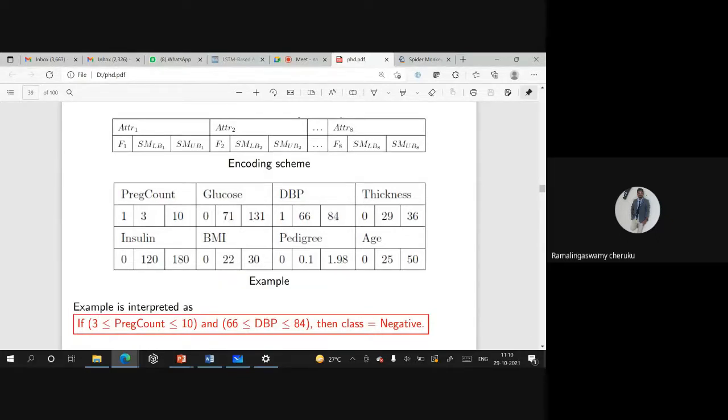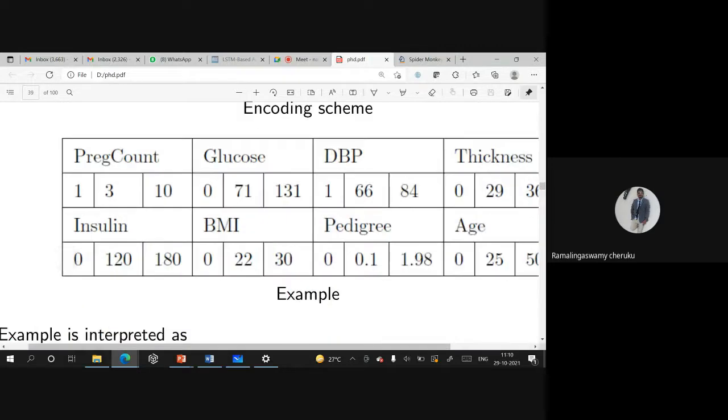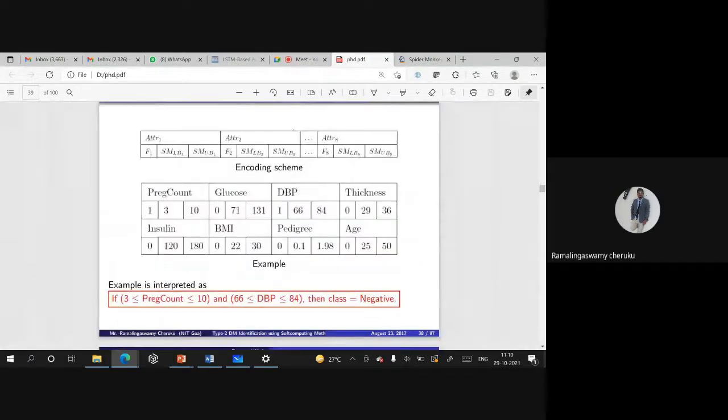So for this encoding scheme, what is the equivalent rule? In the pregnancy count, the flag is one, hence we can include pregnancy count in the if part, the antecedent part: if the pregnancy count is between 3 and 10, and the diastolic blood pressure is between 66 and 84. There is no other feature with flag value one other than pregnancy count and DBP.